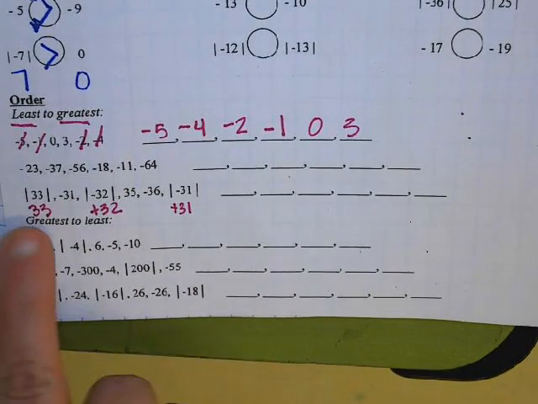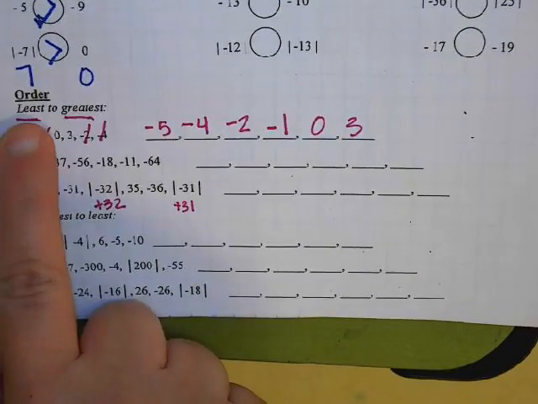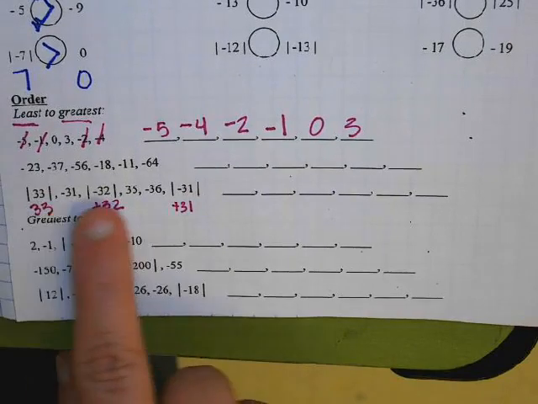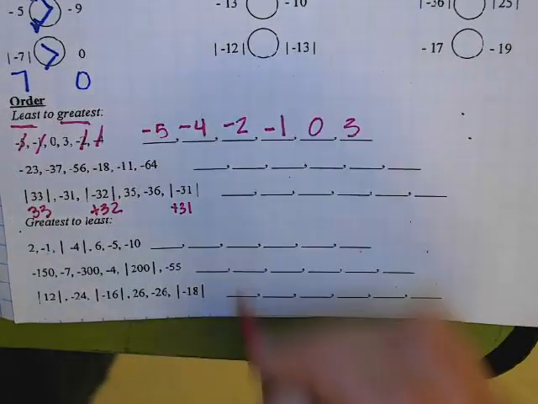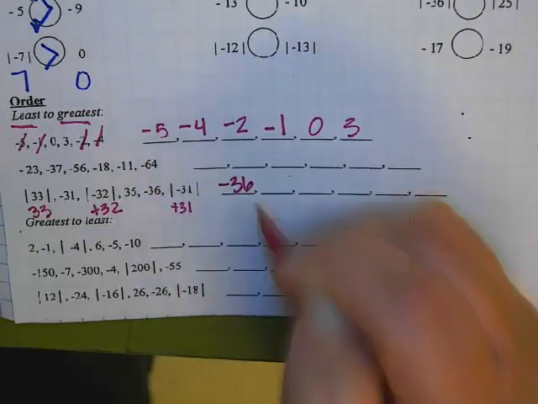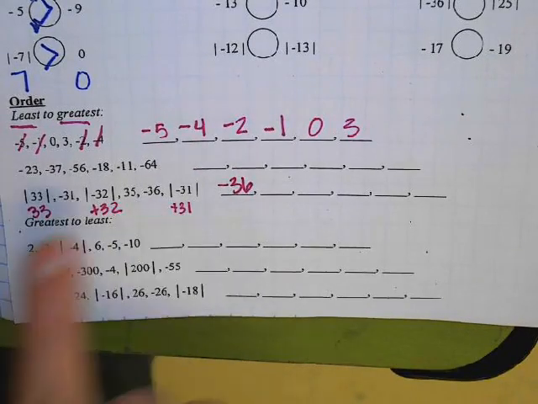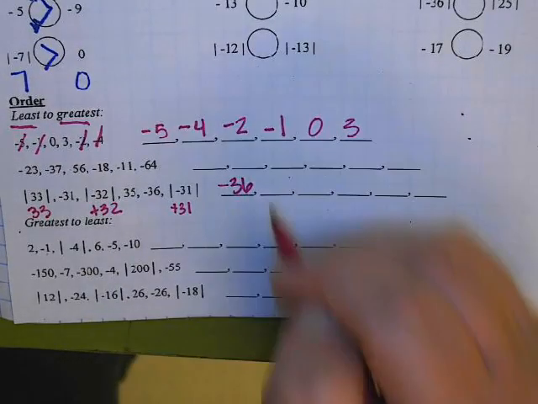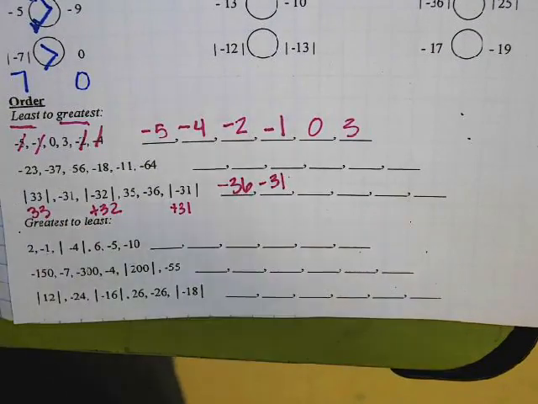So let's try this one together now. It's least to greatest, so I'm starting with my biggest negative. So now my biggest negative is -36. And I used that one. So now I look for my next biggest negative, and I see -31. I've used up all my negatives now, so now I know my positives in order from least to greatest.